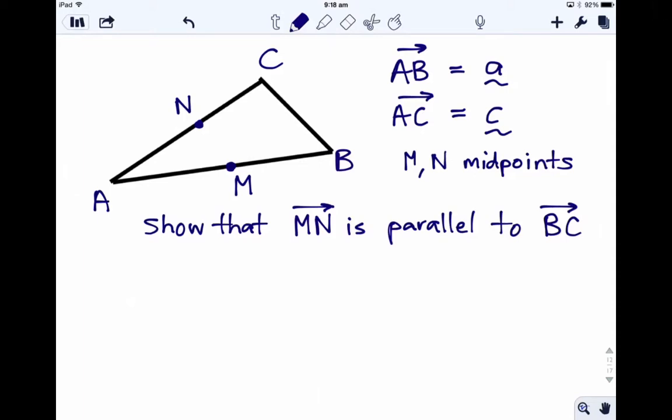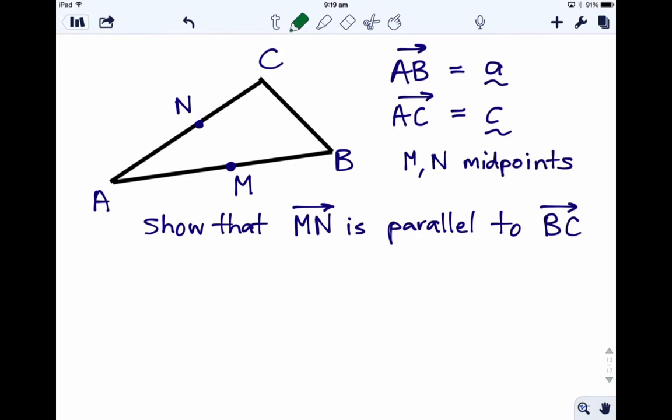This is a quick video on vector proofs. So I've got a really simple proof here. We've got a triangle. It's any kind of triangle, scalene triangle. I want to prove that the midpoints M and N of the sides AB and AC respectively, if we join those two up, then that vector from M to N is parallel to BC. It's pretty simple, but we need to know how to do these kinds of vector proofs, starting with an easy one. So let's go.